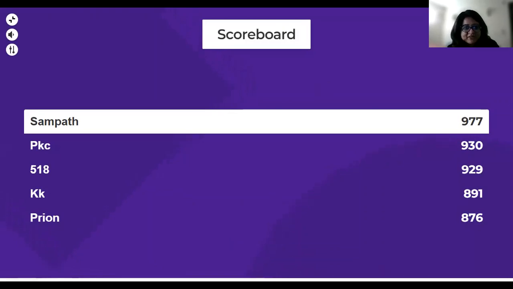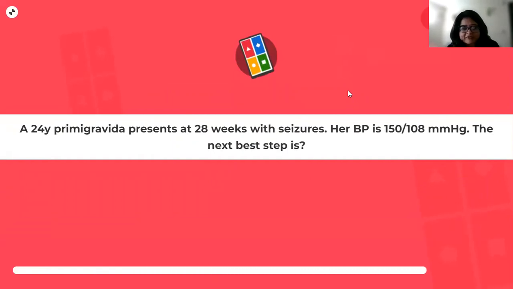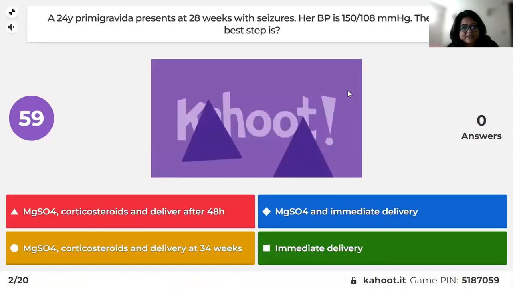Next question. Question number 2. A 24-year-old primi presents at 28 weeks with seizures. Her blood pressure is 150 by 108. The next best step is.